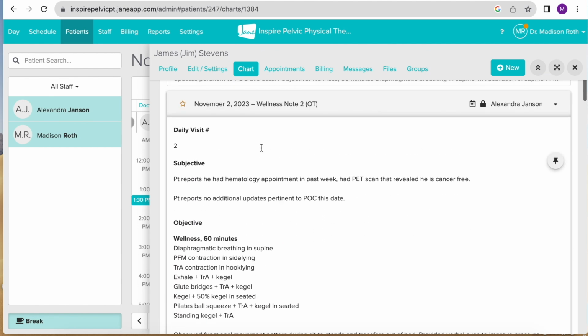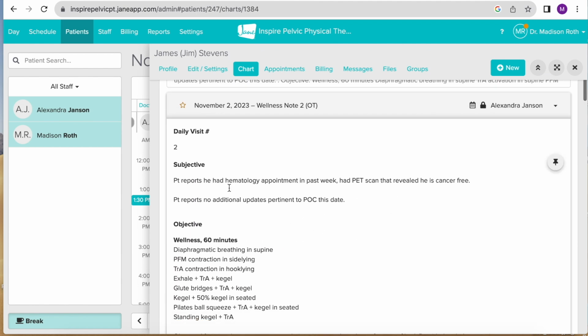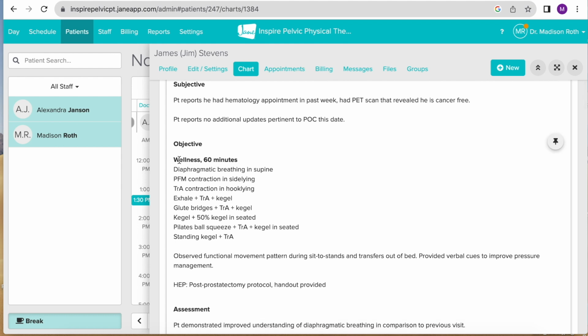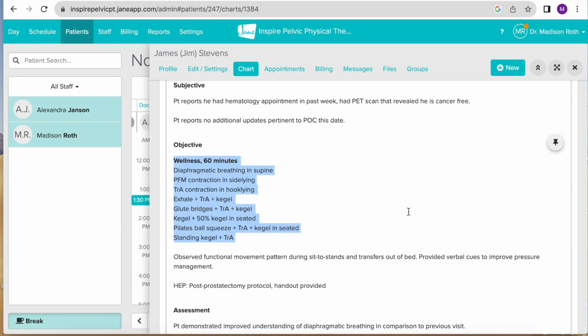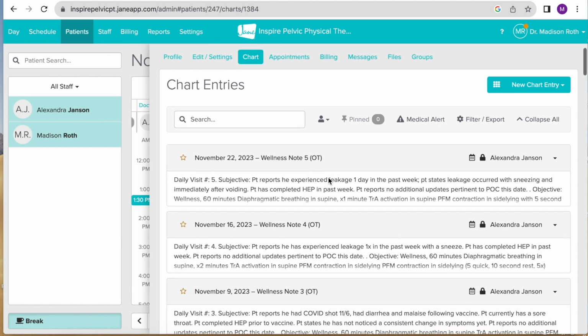And then we're calling this wellness note 2. The only difference here you can see for Medicare, we're just listing the exercises. We're not billing it as neuromuscular re-education or therapeutic exercise. It's all just wellness. And we're doing exercises for these patients.